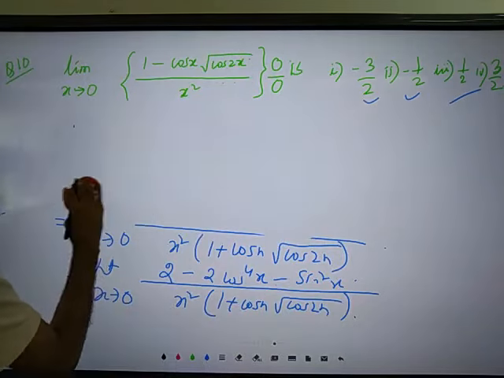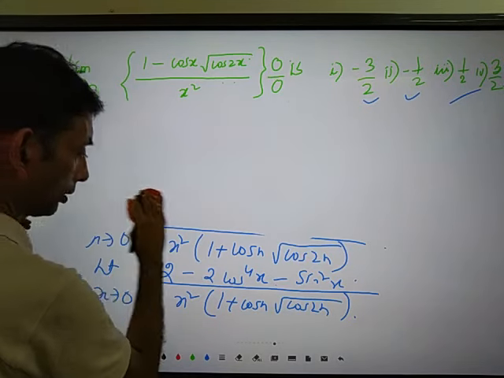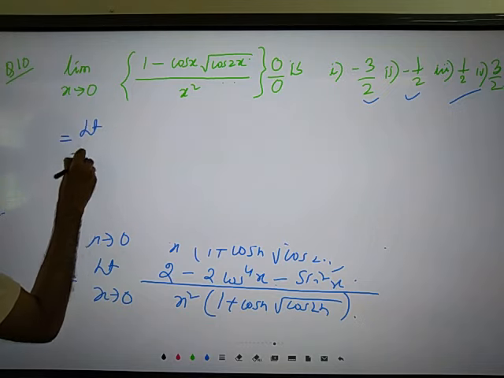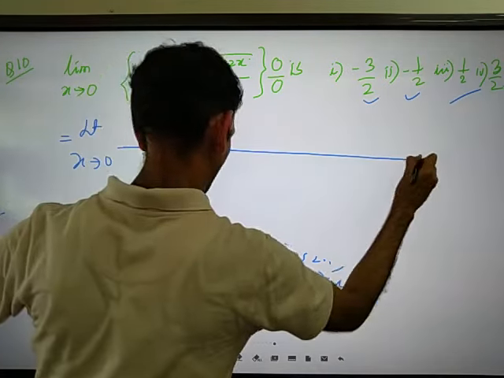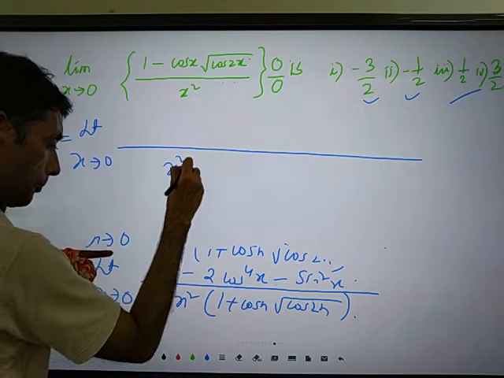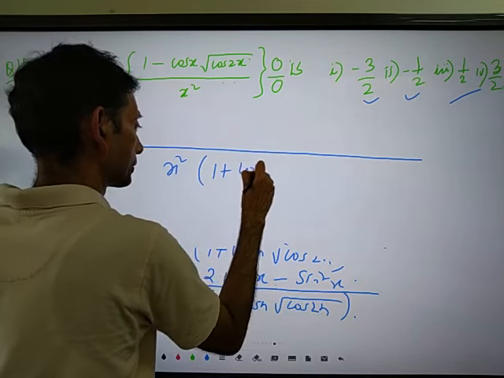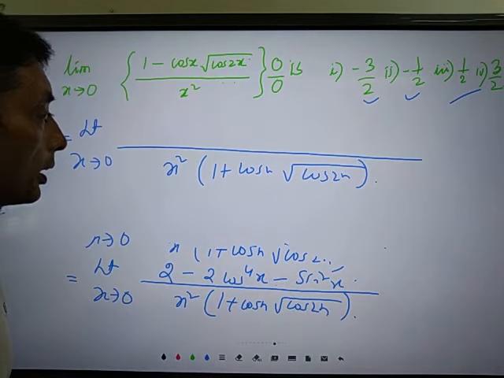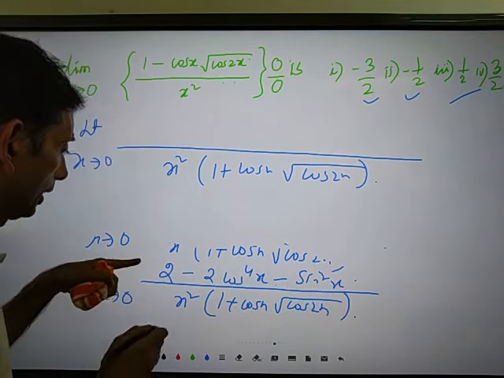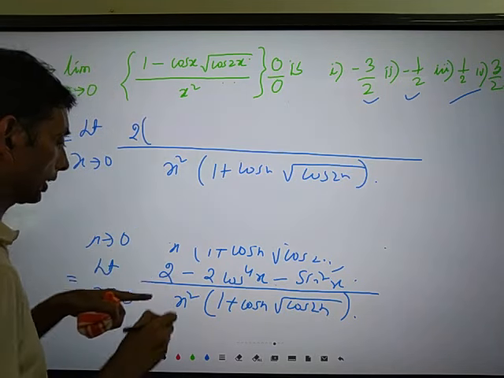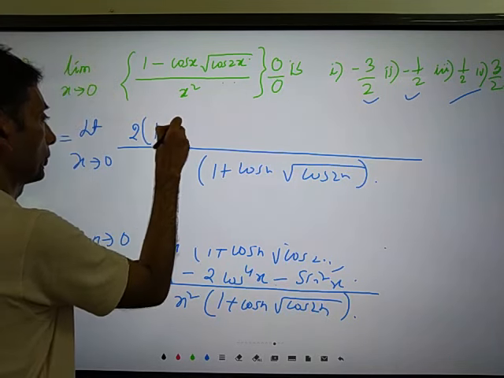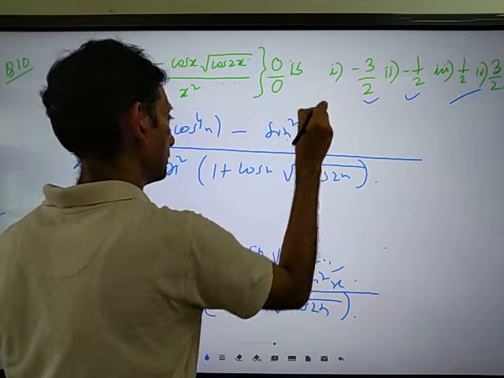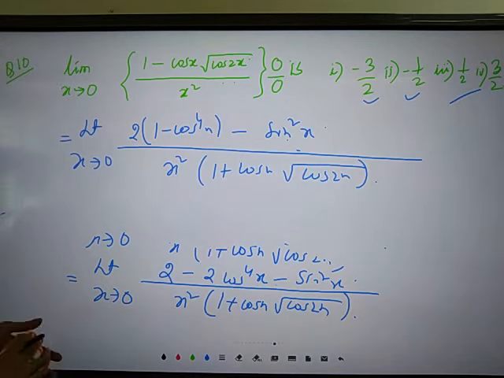So let's write the next term now. What is our next term? Okay, next term will be limit x tends to 0, this is x squared 1 plus cos x cos twice x, and you can just take 2 common there. If you take 2 common, it will be 1 minus cos to the power 4 minus sin square x.